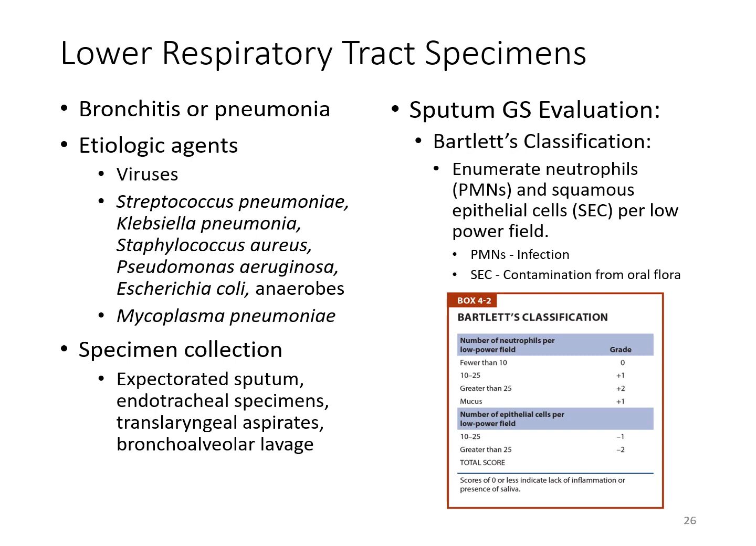So the lab that you work for is going to have specific criteria for this based off of your lab and your standards for your lab, but it will look something like this. So they may say that if you have X number of epithelials per low power field, then that suggests that it was contaminated.